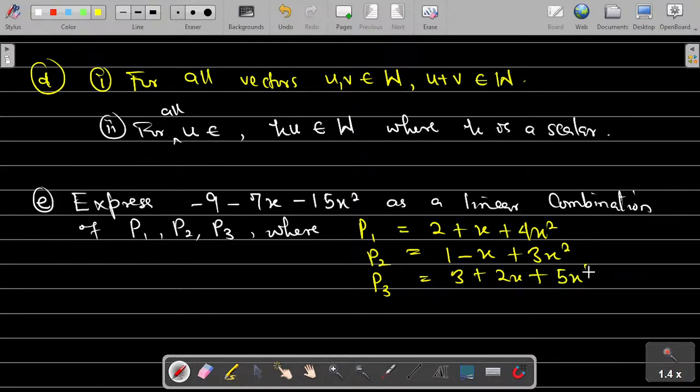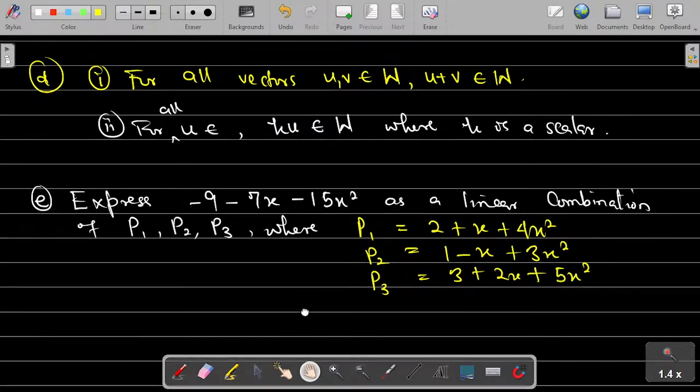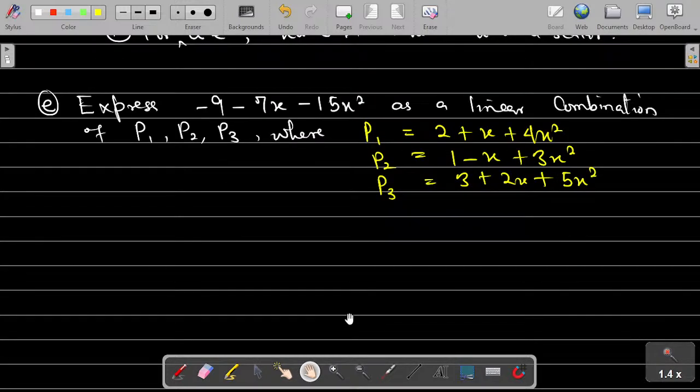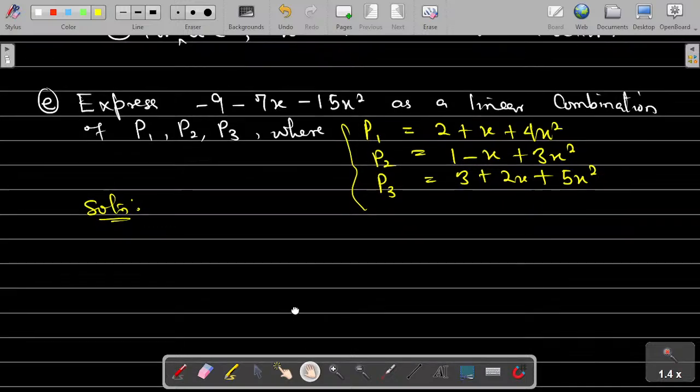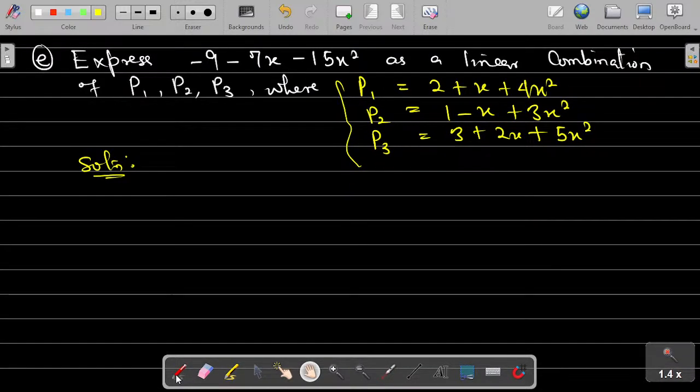Okay, so if we have P1, P2, and P3 as what we are given here, the question is saying, can we express this other vector given as a linear combination of these three? That means, is there any way we can pick some scalars to multiply these three vectors to generate only this single one? Okay, and it's a very beautiful problem. Now the exercise started with some hints in the solution.